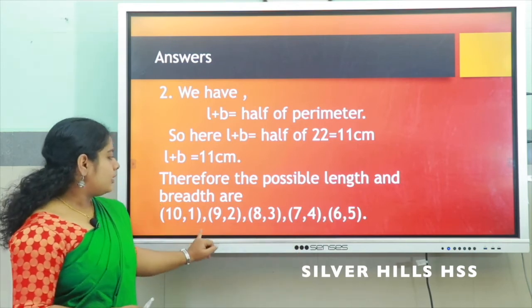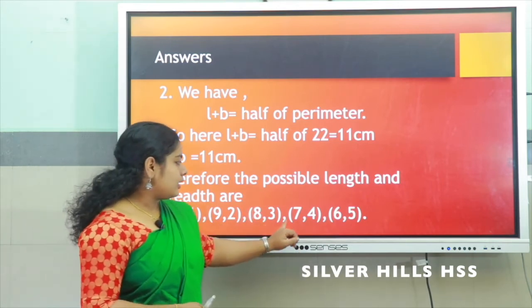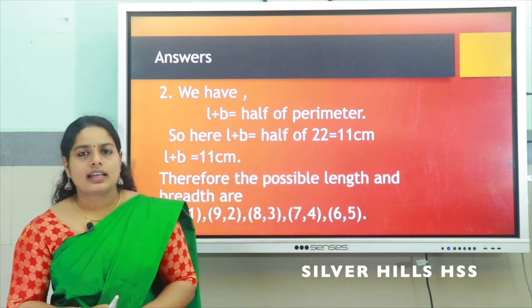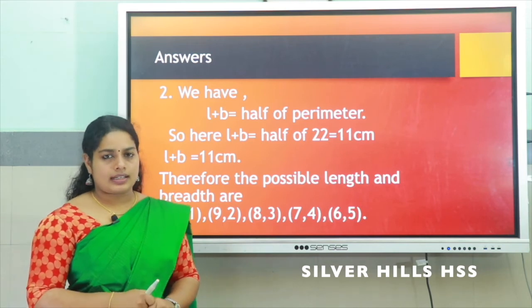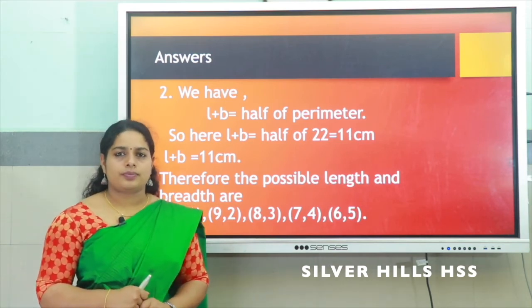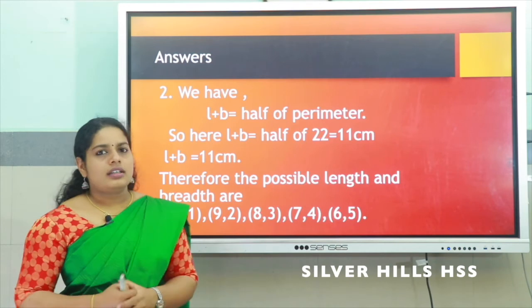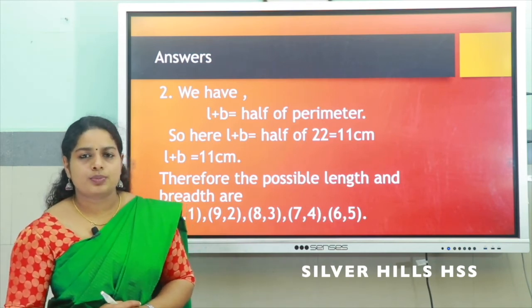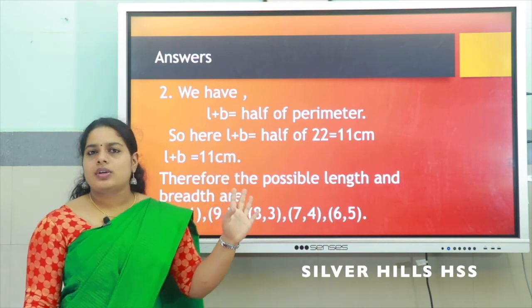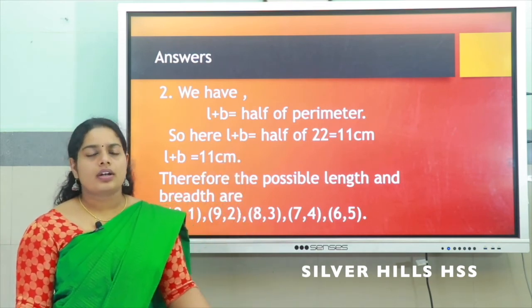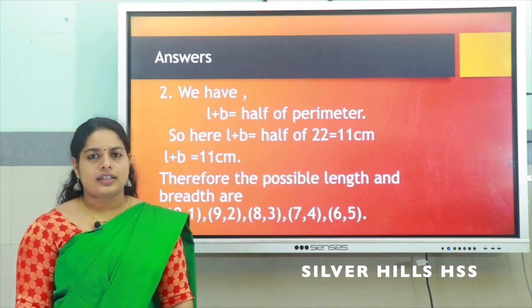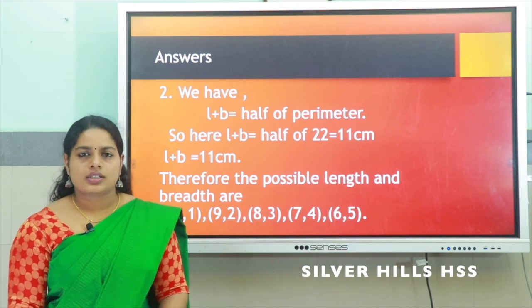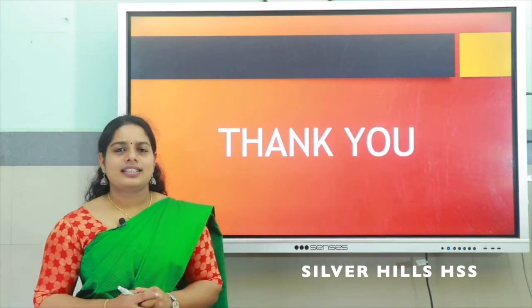So 10, 1, 9, 2, 8, 3, 7, 4 and 6, 5 are the possible length and breadth of the rectangle with perimeter 22. So these are the somewhat difficult questions that are given in our textbook, and all other questions from the textbook are very easy. You are asked to find the perimeter of different figures. That is very easy to find, and you can use the formula also for finding the perimeter of rectangle and squares. So these are the things that is discussed in this chapter.